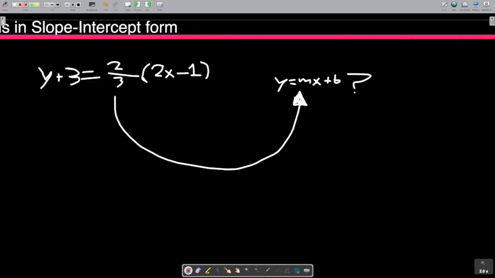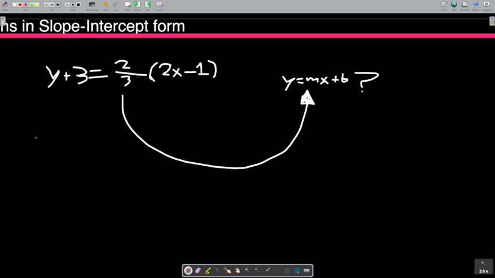Let's do this again. So we have the same situation here. So let's not isolate y yet. Let's distribute 2 over 3 times 2x minus 1. So 2 over 3 times 2x. Well, let's think about it. You can either divide the denominator or multiply the numerator. Numerators are very easy to multiply, so let's just do that. 2 times 2 equals 4, so we have 4 over 3x. And then we have 2 over 3 minus 1, which is negative 2 over 3.